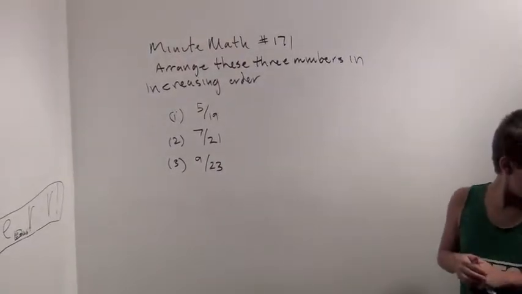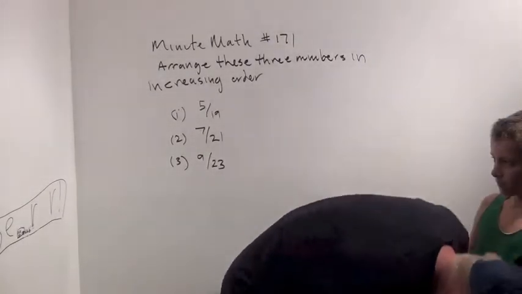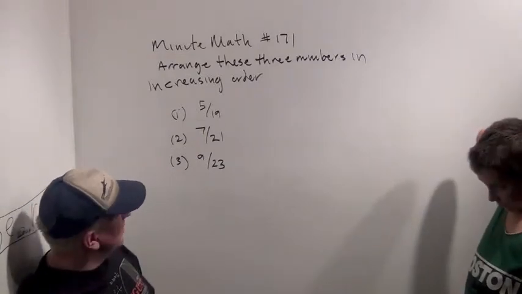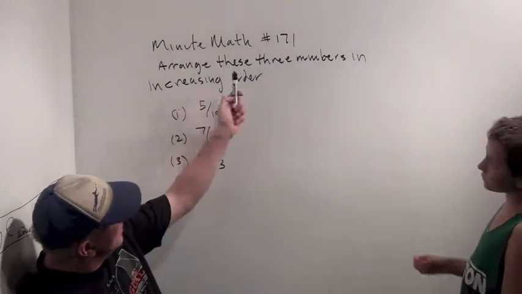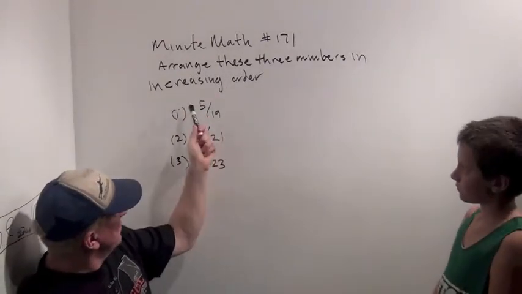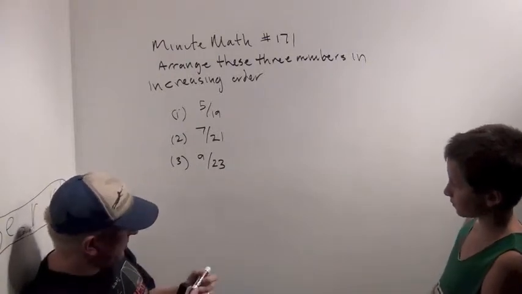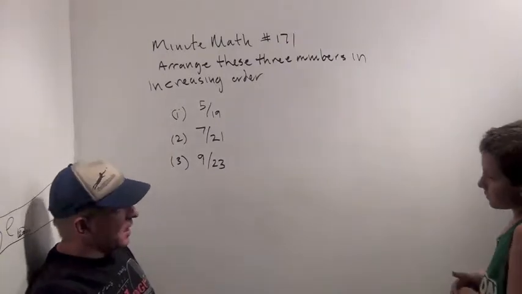Minute Math number 171. This is a really cool problem from the Mathematical Association of America's Minute Math blog today. It's about fractions, and it asks a pretty easy to understand question. Let's see how hard it is to do. Arrange these numbers in increasing order: 5/19, 7/21, and 9/23. Does it make sense?